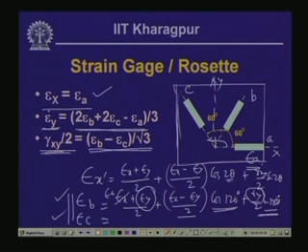So, we have again three quantities epsilon x, epsilon y and gamma xy in terms of epsilon A, epsilon b and epsilon c, and that was what our objective is, to find out the values of epsilon x, epsilon y and gamma xy in terms of epsilon A, epsilon b and epsilon c, and these are the three normal strains which we have measured at a point, based on which we can compute other quantities as we desire.